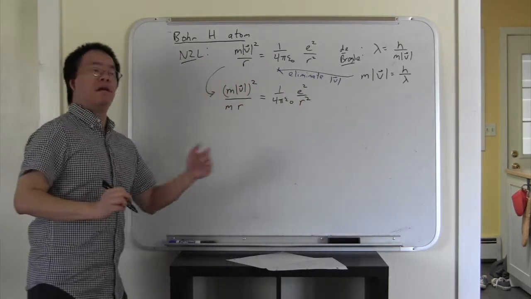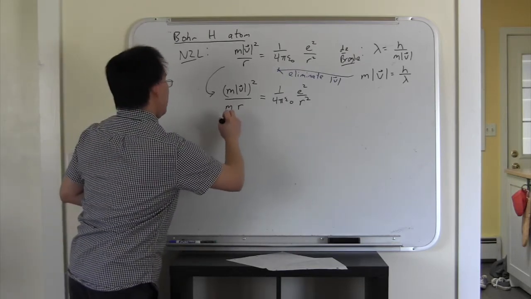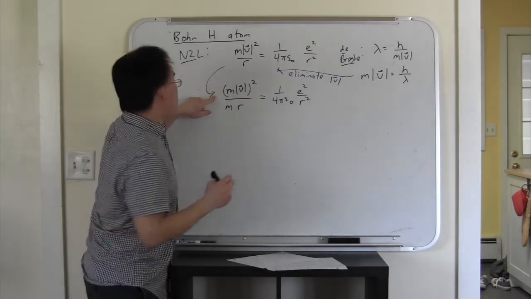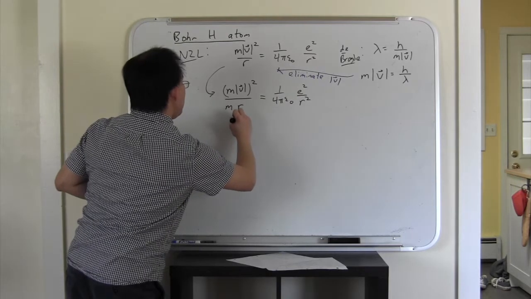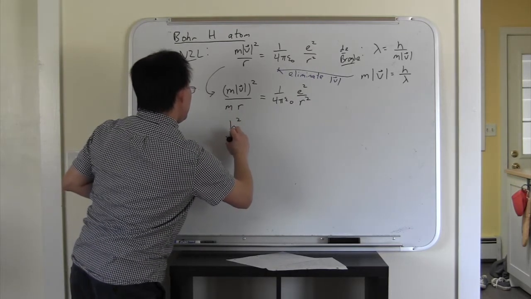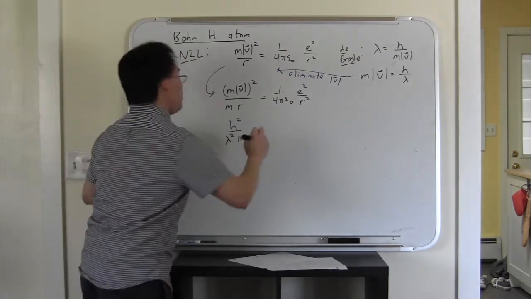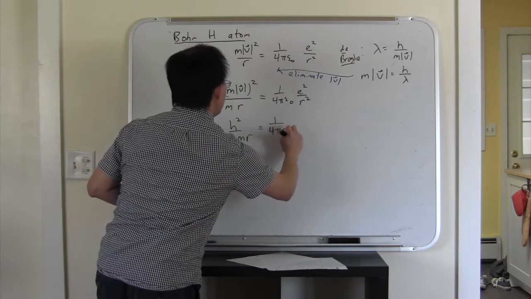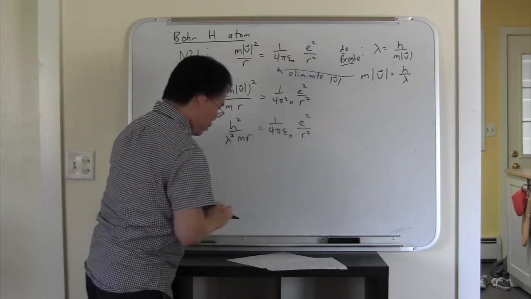And now I can plug in de Broglie, and so I get h. If I have h bar over lambda squared, so I have h squared over lambda squared m r equals 1 over 4 pi epsilon naught e squared over r squared.